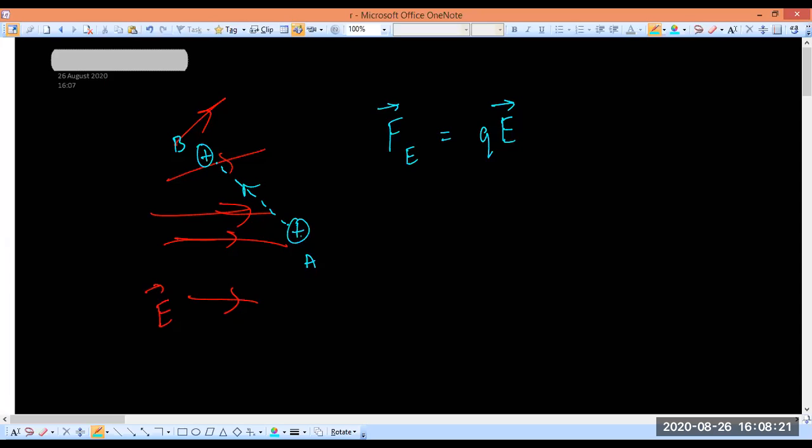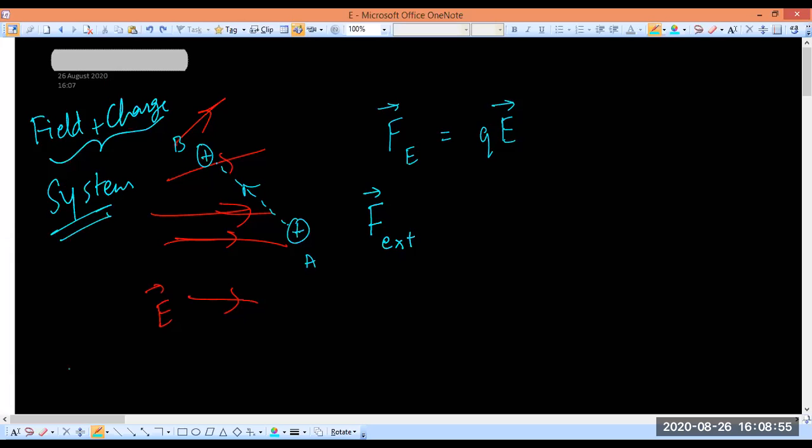Now if you want to move this charge, then of course you have to apply force, because if you don't apply force, this charge will run away like this in the right hand direction because of the force of the electric field. So to make it move from A to B, let's say we apply some force and we call that force external force. See, this field and charge together make the system, and we are external. So we are applying that force.